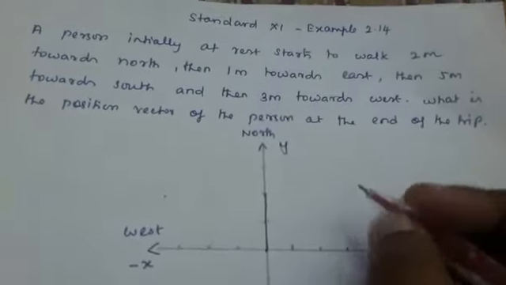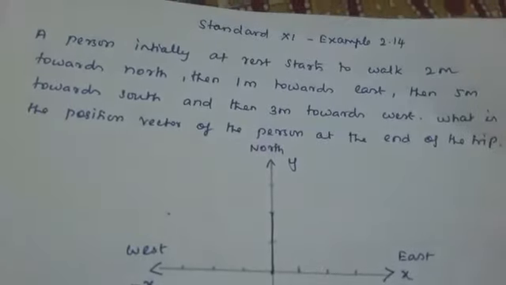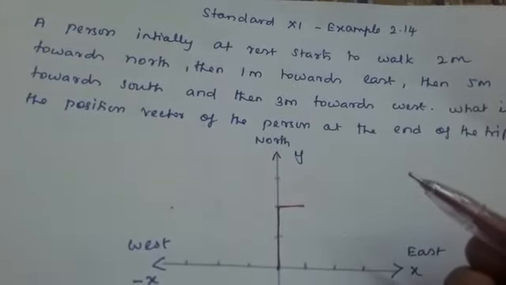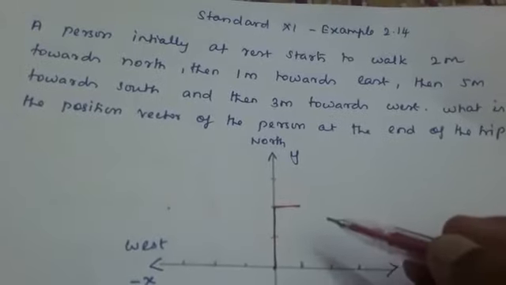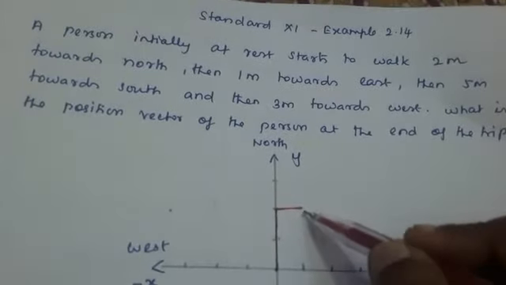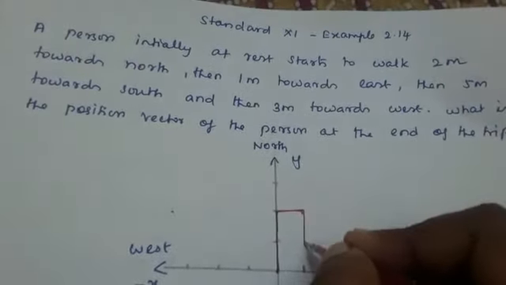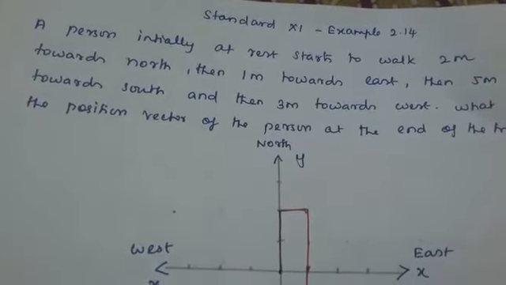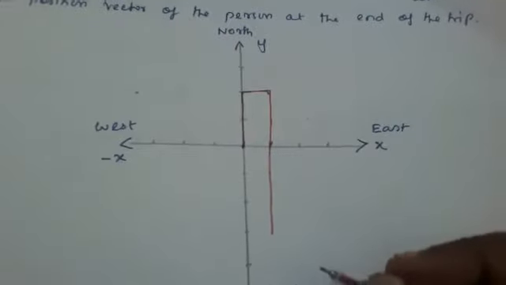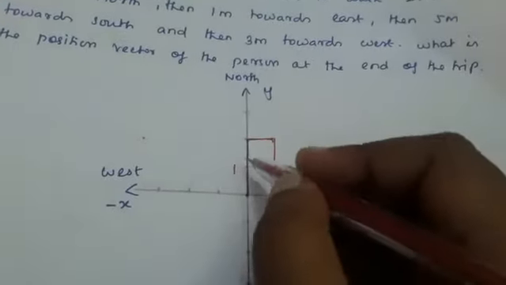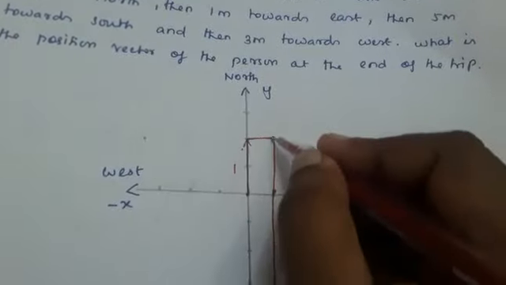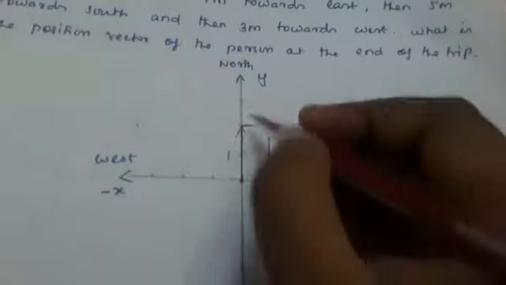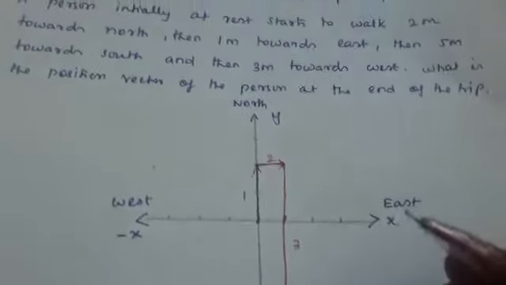Then 1 meter towards the east. This is your east, that is your positive x-axis. So 1 meter towards the east. Then 5 meter towards the south. So 5 meter means 1, 2, 3, 4, 5. First he went this side, then towards the east. Now he is coming towards the south. This is 2, this is 3.